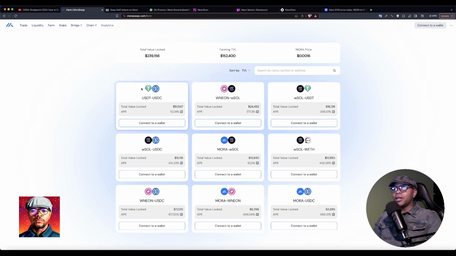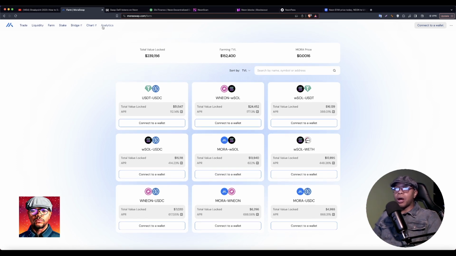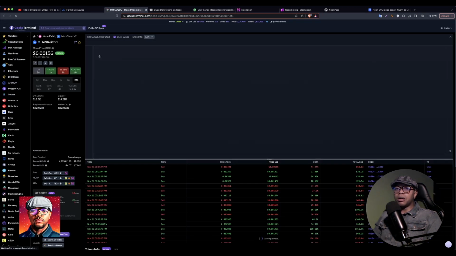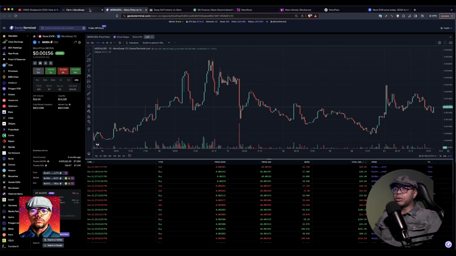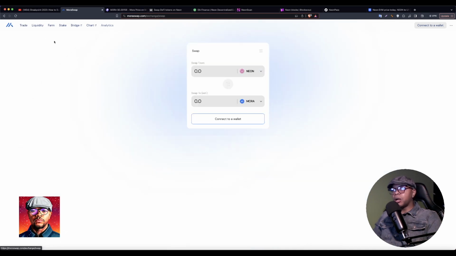All right, guys. So shameless plug right there. So that's Mora Swap. It's pretty interesting. You can check out the, okay, that takes you to Gecko Terminal. Okay, so it is trading. This is a tradable token. Interesting. Could this be like the Uniswap of Neon EVM? It's very interesting.